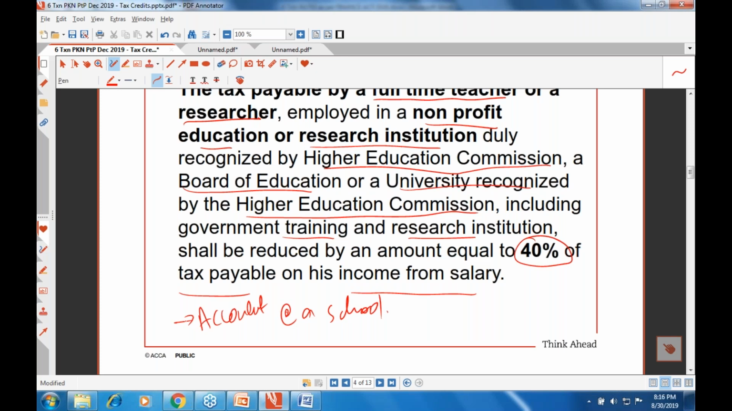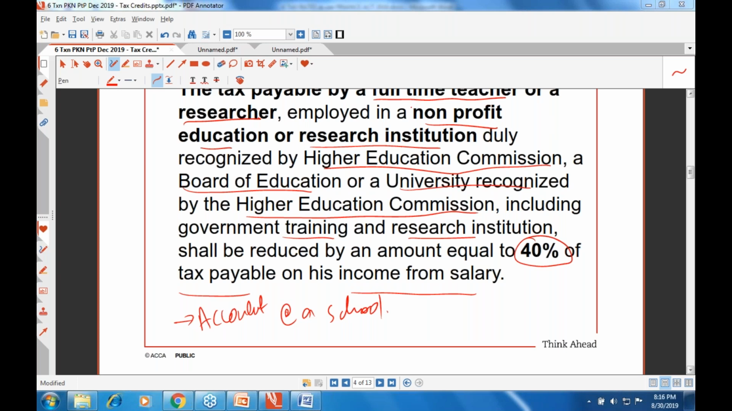Same goes for any other personnel. Somebody working as a customer service representative, somebody working as marketing personnel. Whatever your work is, the only thing that leads to a reduction is when you're working as either a full-time teacher or researcher.